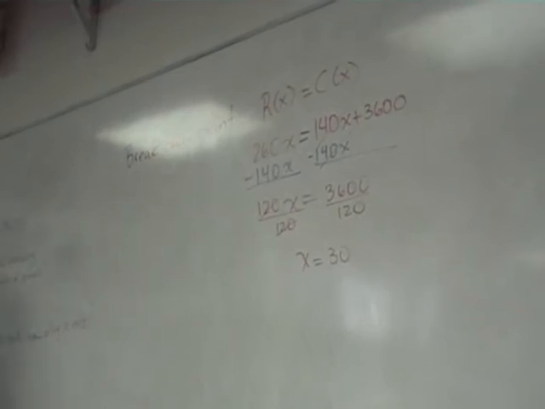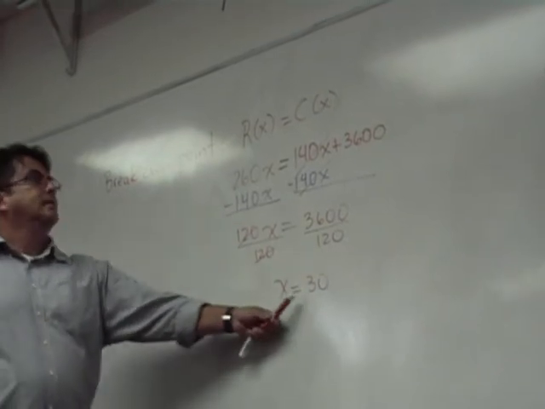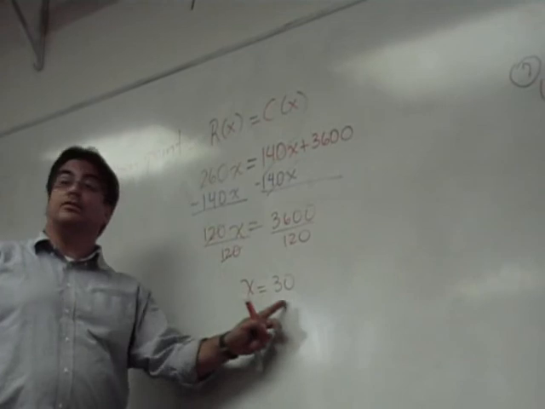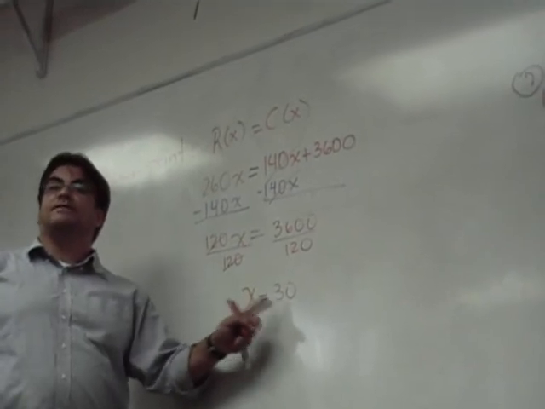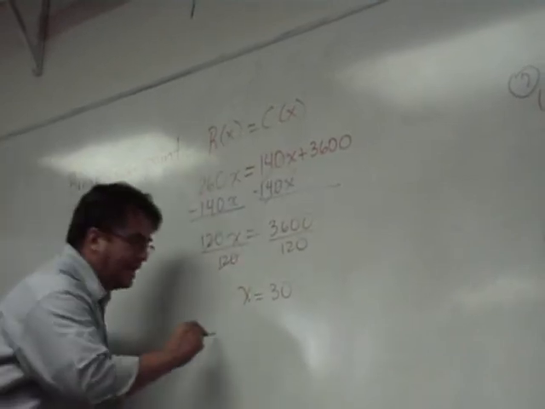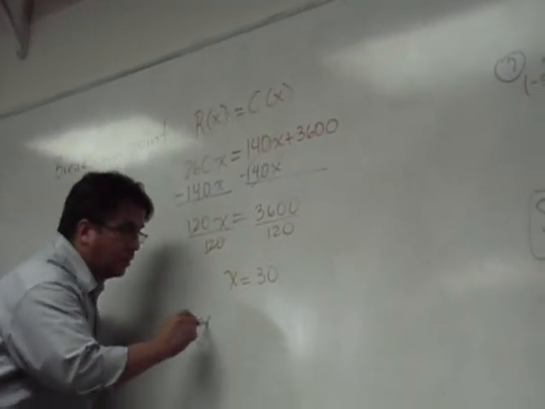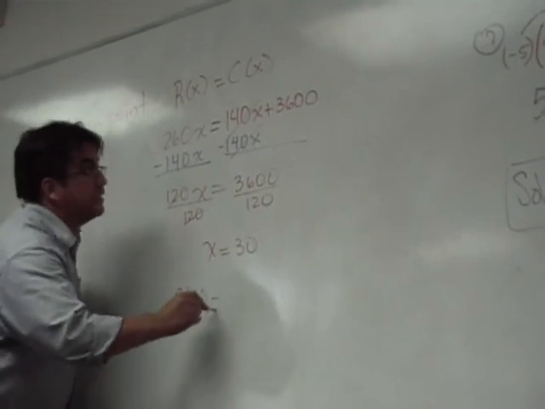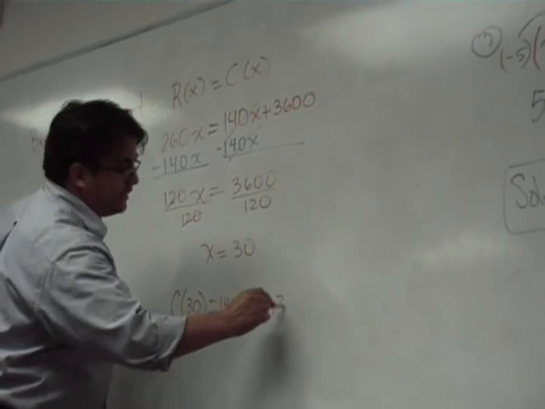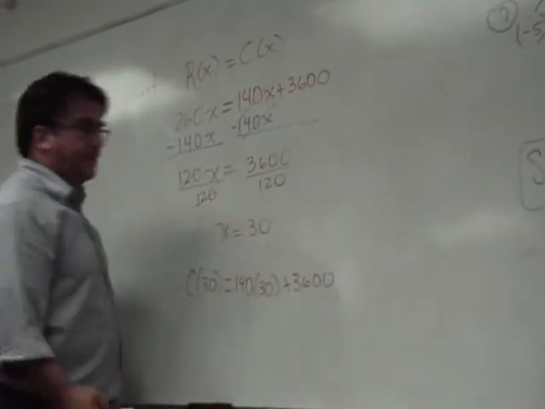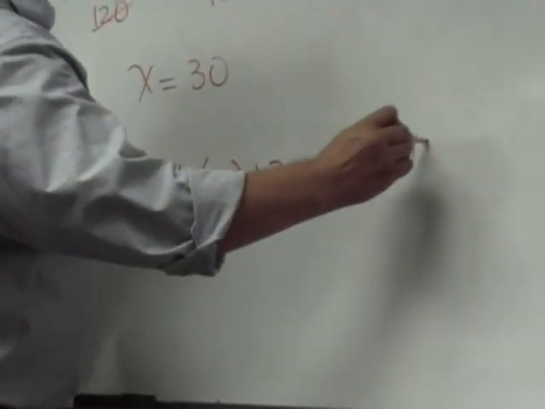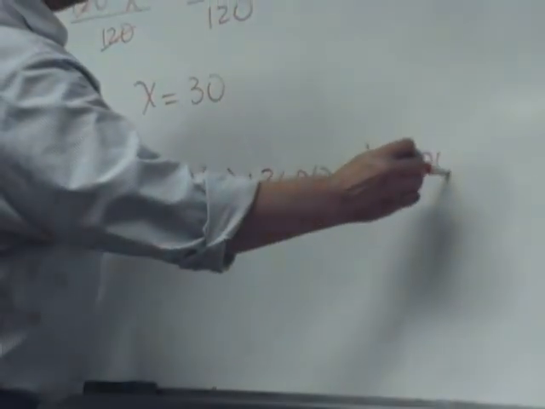The total cost. So where am I going to plug in this 30? $30? No, that's not the cost. This is not $30. This is 30 bundles. Where do I plug this in if I want to find the cost? I want to plug it into the cost. So the cost now, which is what they're asking me to figure out, is the cost of 30, which is going to be 140 times 30 plus 3,600. I just punch this in my calculator, and then you will have your total cost. Now this is in dollars, $7,800.